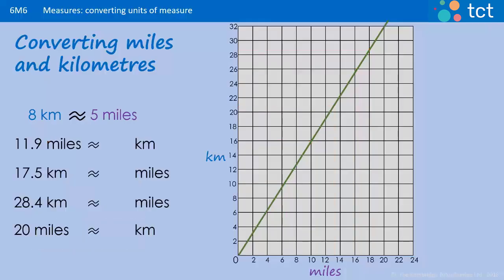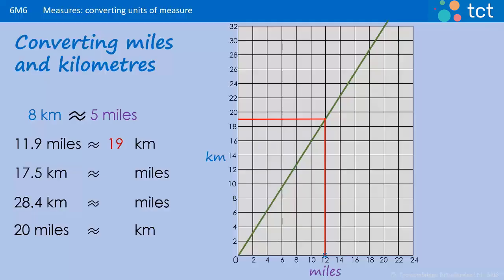This graph is different in that it goes up in 2s and across in 2s, so you need to be more careful about where you place your crosses. Also, the questions are a bit more difficult because most of them involve having fractions of a kilometre or fractions of a mile. The first one, 11.9 miles, that's going to be just before the 12 miles. Take the line up, take it across. That looks as if it's exactly halfway between 18 and 20 kilometres. So I'm going to say that 11.9 miles is approximately equal to 19 kilometres.